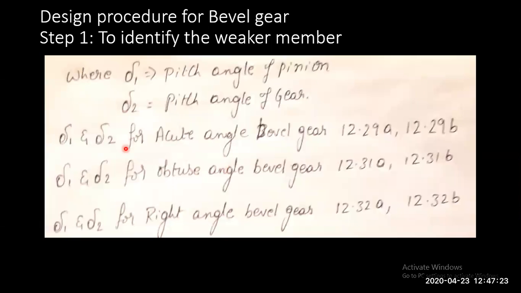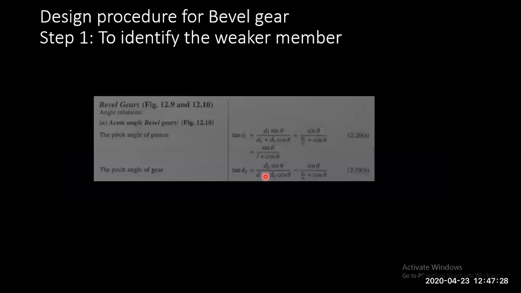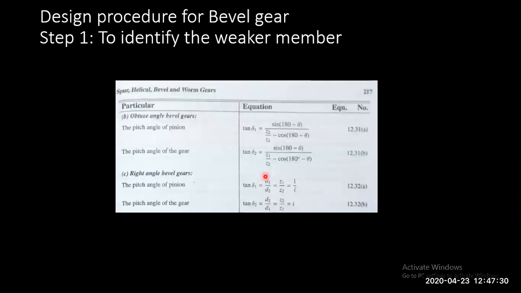For delta 1, delta 2, we need to use these formulae. So what we have is theta. Theta is exactly 90, right? So that is right angle bevel gear. If theta is 90 degree, you need to take these formulae. It is just 1 by I. I here is velocity ratio. Usually Z1 by Z2 is 1 by I, and tan delta 2 is I. So we can take these formulae here.